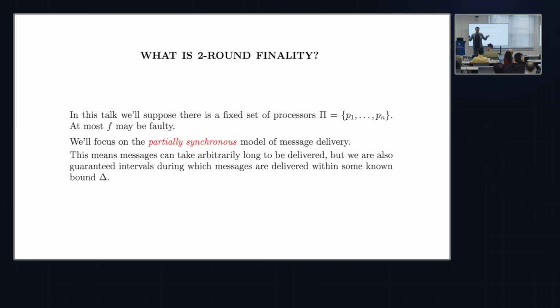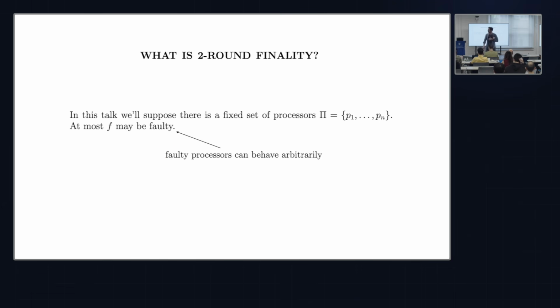Okay, so throughout this talk, we're going to consider a fixed set of n processors, p_1 up to p_n, and there's this known bound f, right? So we know that at most f processors can be faulty. And throughout this talk, we're going to imagine Byzantine faults. That just means that the faulty processors can behave arbitrarily.